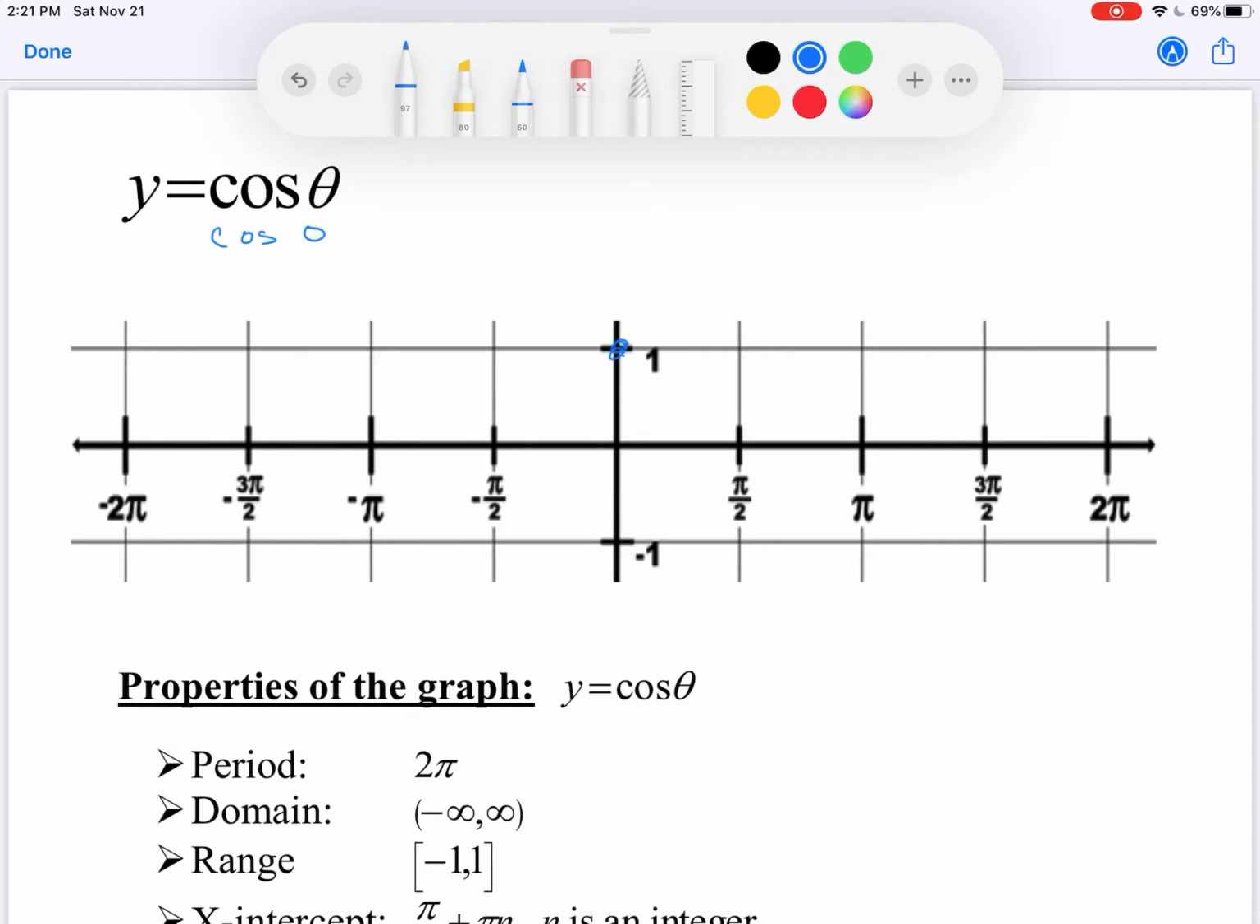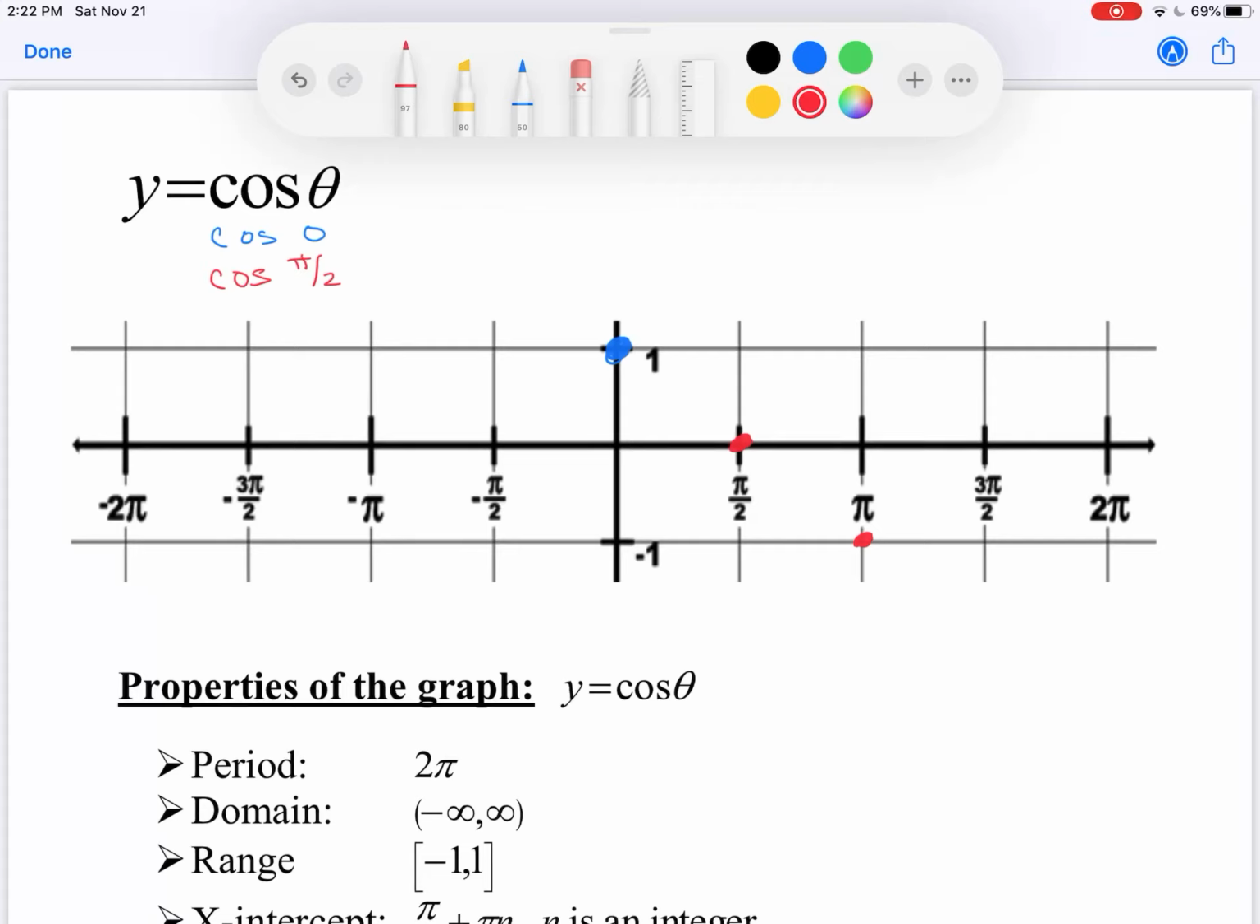Now we're going to go ahead and do our cosine graph, and they're going to differ a little bit, but it's the same kind of idea. So let's start at the origin. Let's start at 0. And if I asked you what cosine at 0 radians was going to be, you're going to look at your unit circle. And this time, your cosine at 0 is going to be a positive 1.